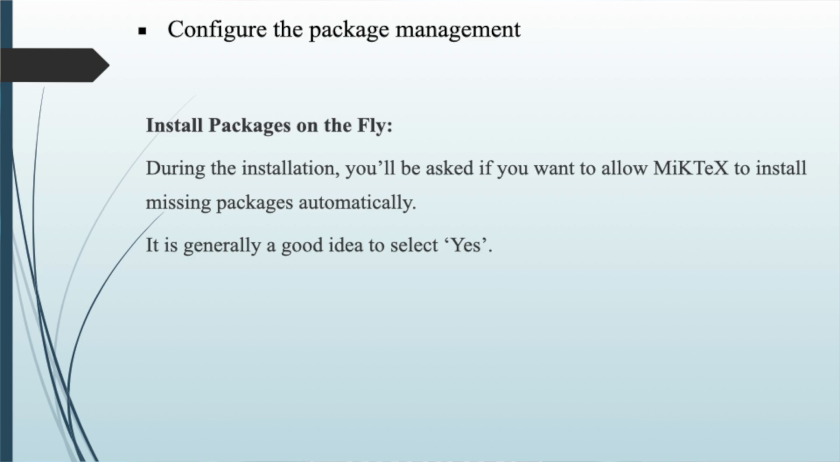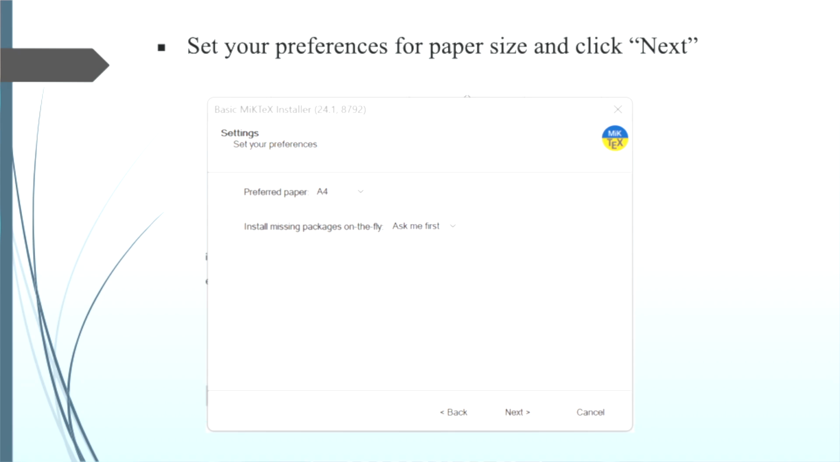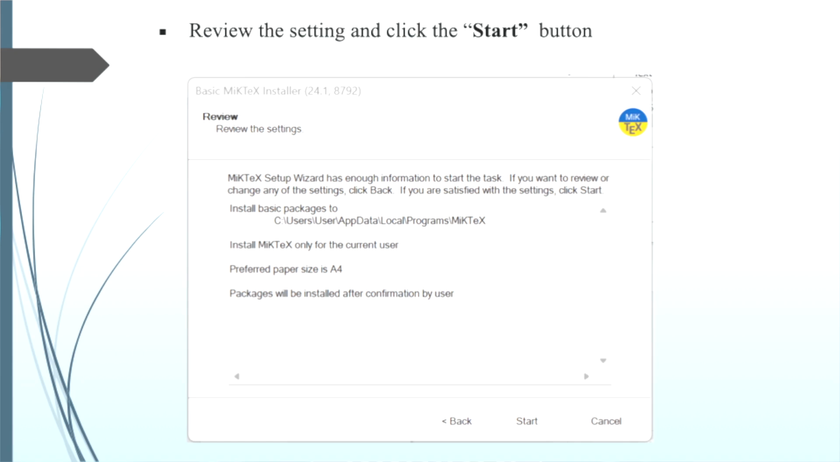Next, package installation method: install packages on the fly. That means during the installation, you will be asked if you want to allow MiKTeX to install missing packages automatically. It is generally a good idea to select Yes. Set your preferences and click Next. In this window, review the settings and click the Start button.